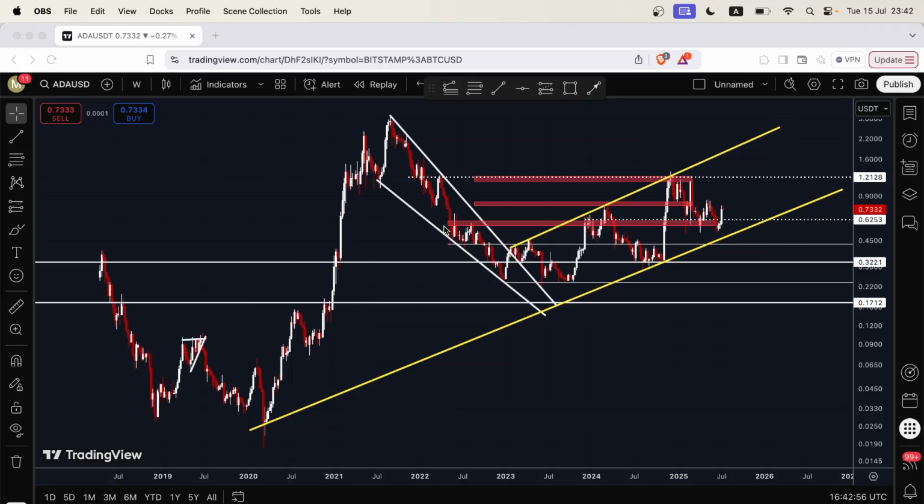Going to take a quick look here at Cardano. Ticker for this is ADA, and right now I'm on the weekly time frame. A couple of things before I get into the chart, though.